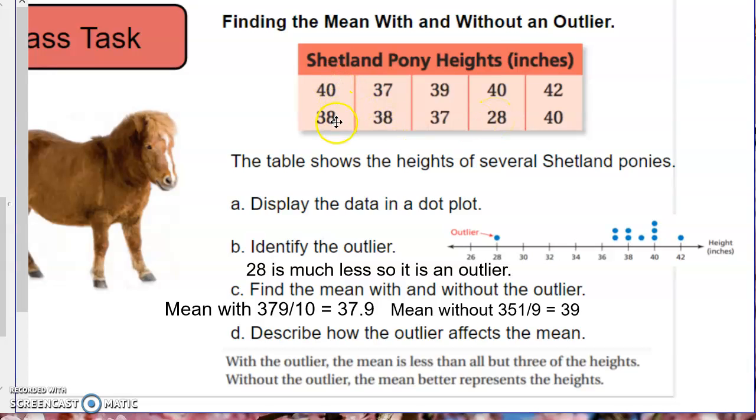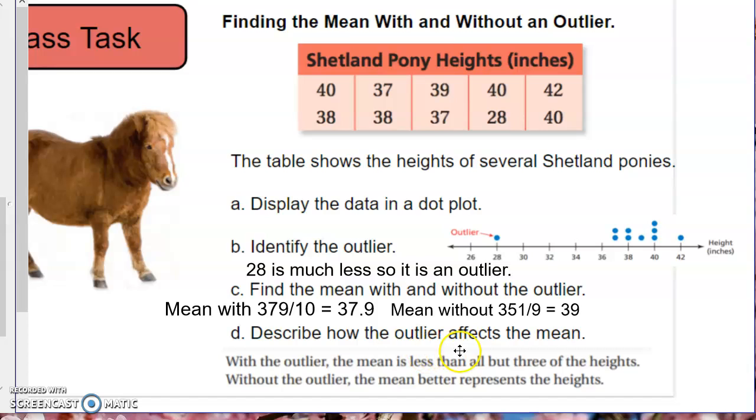So I would add 40 plus 38 plus 37 plus 38 plus 39 plus 37 plus 40 plus 42 plus 40 equals, that gives me 351. But I don't divide by 10 this time because I didn't have 10 data values. I took 28 out, so now I only have 9 data values. So I divide that by 9, and then I get a mean of 39.